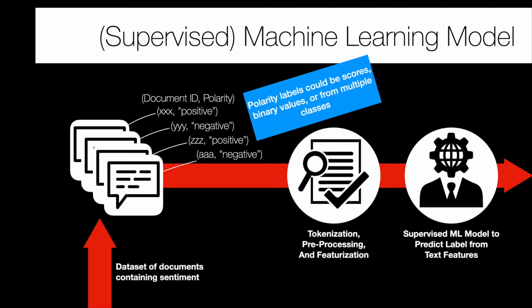I've talked about this being positive and negative, as I've mentioned, but these could be scores. It could be positive, very positive. It could be multiple classes, these kinds of things. Again, I won't go deeply into all the different options here.